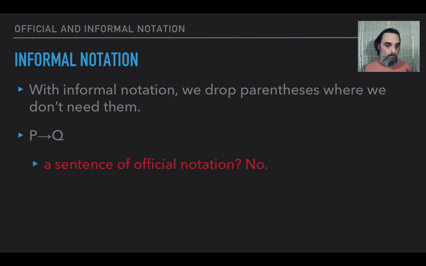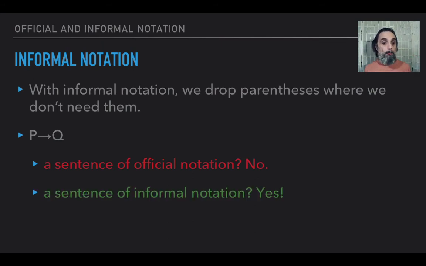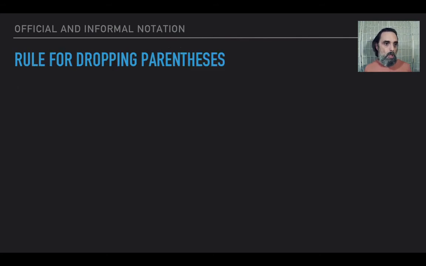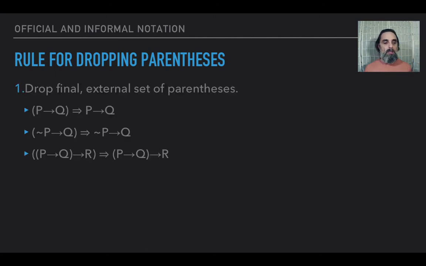Okay, so P or Q, is that a sentence of official notation? No, but it is going to turn out to be a sentence of informal notation. So the way we've been talking, we were talking in terms of informal notation. Okay, so what is our rule for dropping parentheses to give us informal notation? Well, it's just this: you can drop the final external set of parentheses.